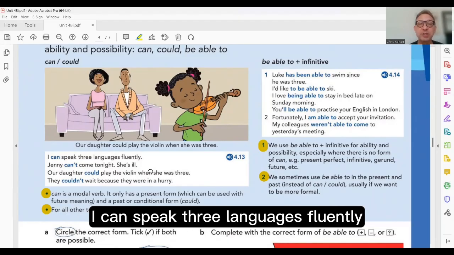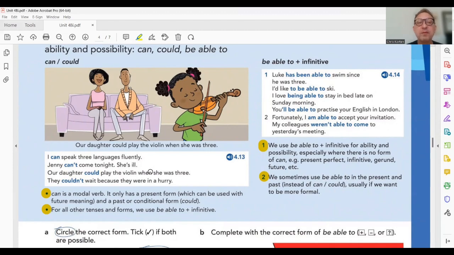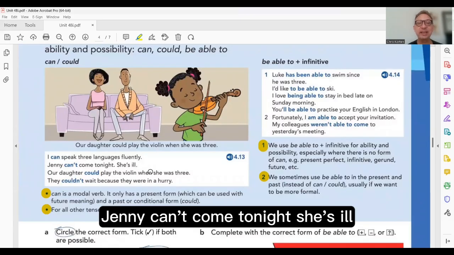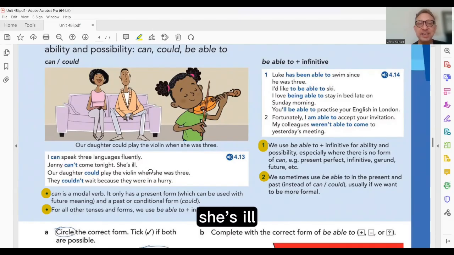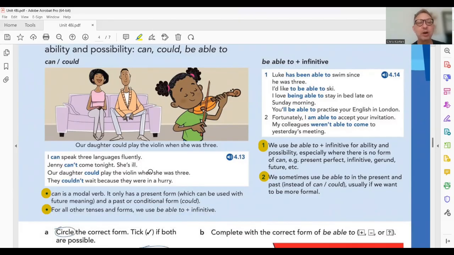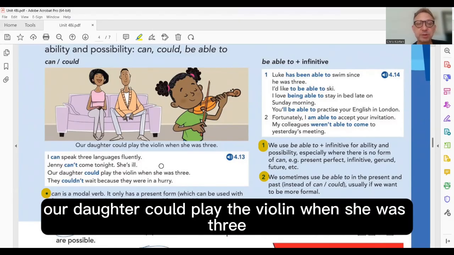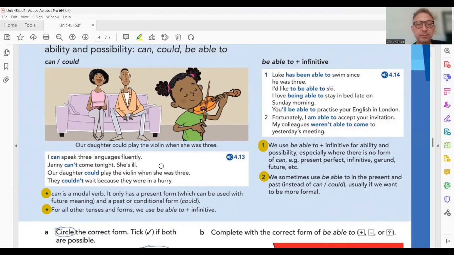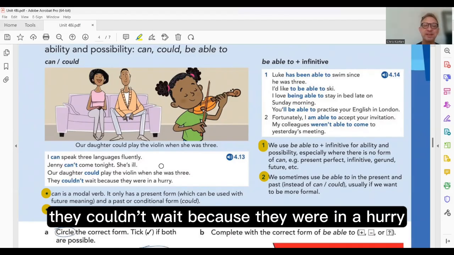I can speak 3 languages fluently. Fluently. Jenny can't come tonight. She's ill. She's ill. Do you hear how they merge together? She's ill. Our daughter could play the violin when she was 3. They couldn't wait because they were in a hurry.